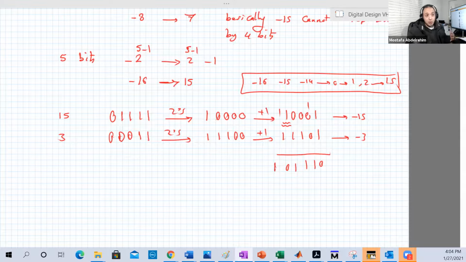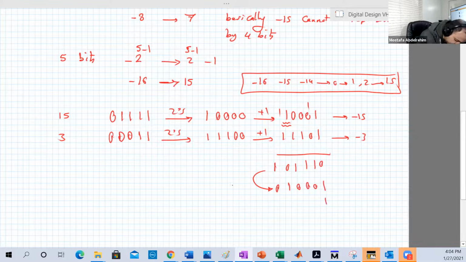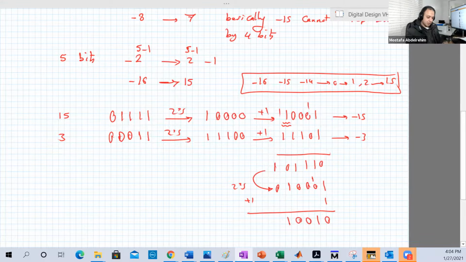Now we know that this should be a minus number. Okay, so we take the 2's complement of that number. So if we take the 2's complement, we first flip each digit. So this will be 0, 1, 0, 0, 0, 1. Then we add 1. 1 plus 1 is 0, and we have 1, 1, 0, 0, 1. Okay.